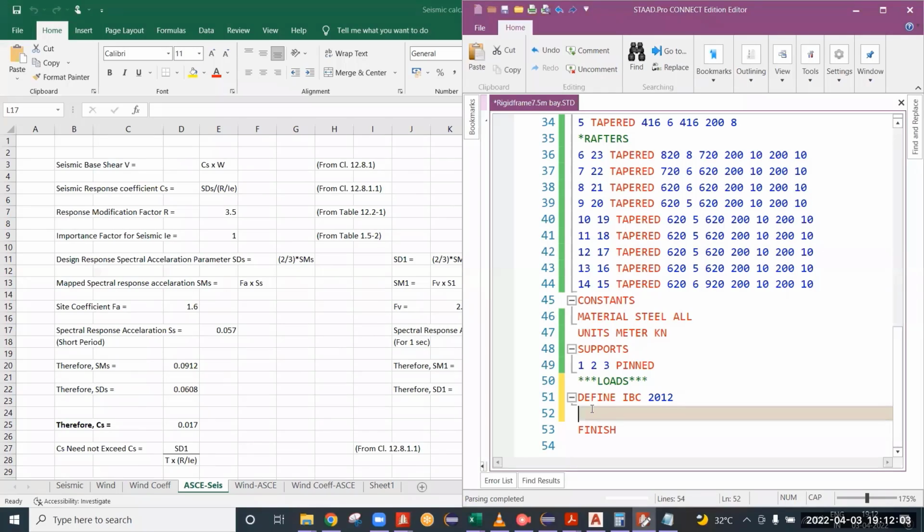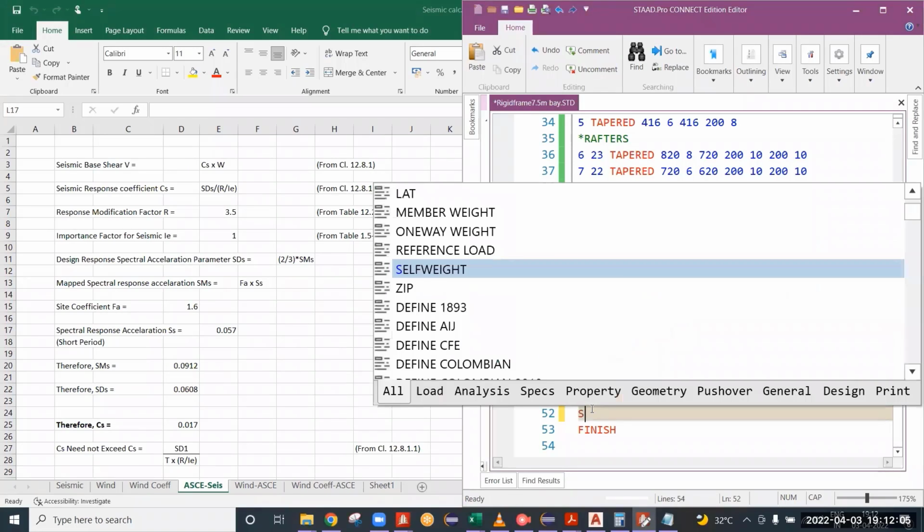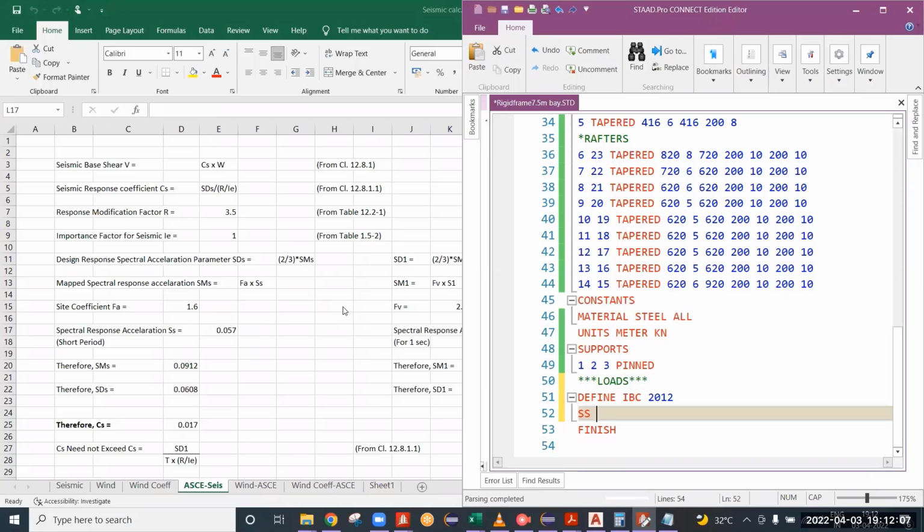So first one, SS. What is the SS value here? SS last time, for example, we have taken 0.057, right? 0.057. And the next, S1. What is the S1 value in this example?